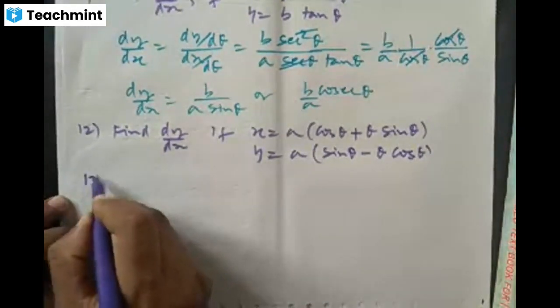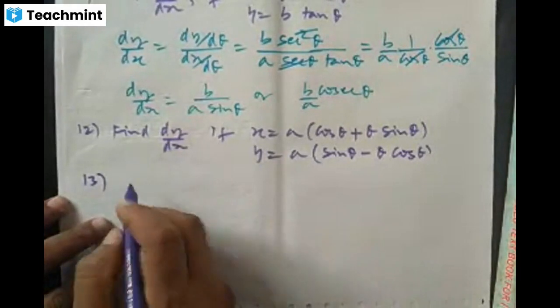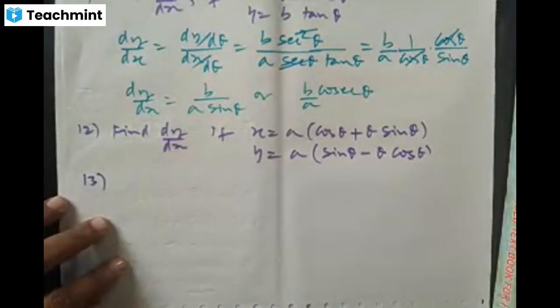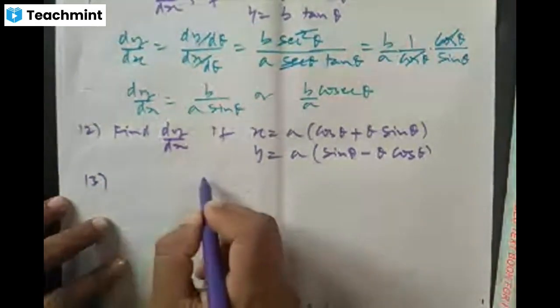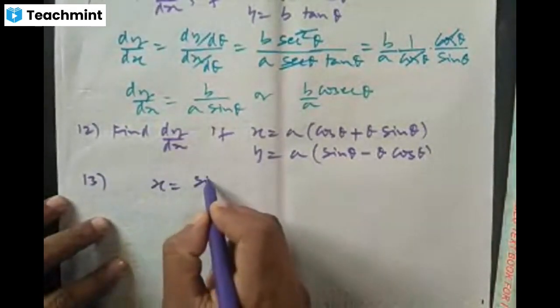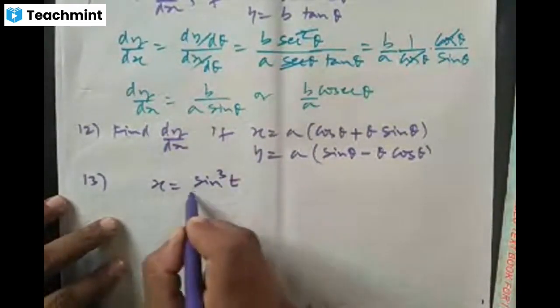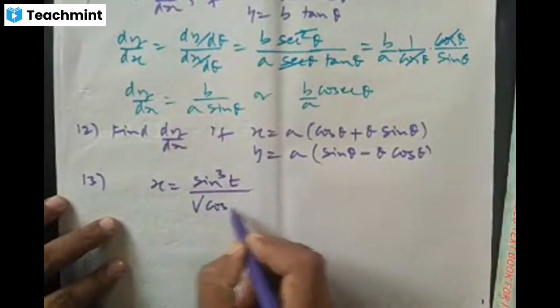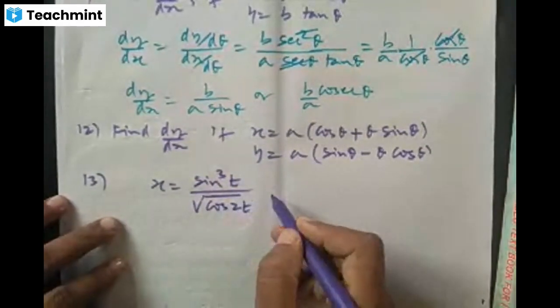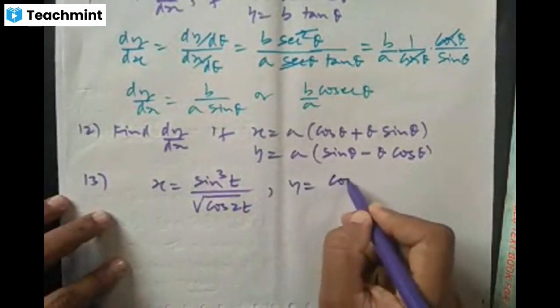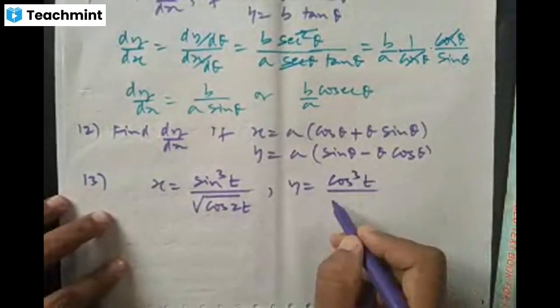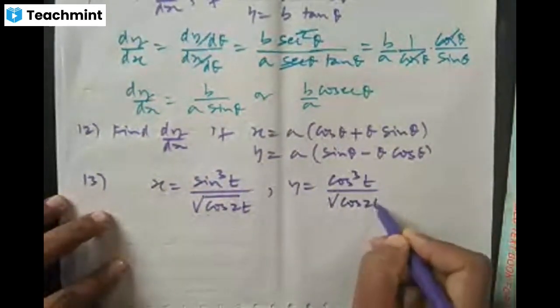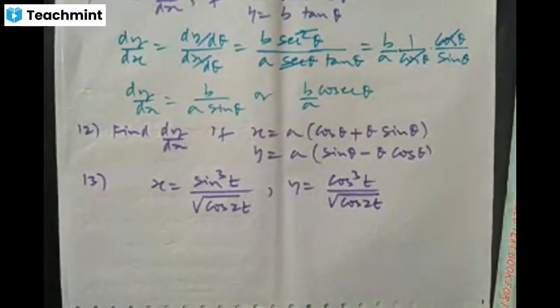Next, 13th one. Find dy by dx if x is equal to sine cube t divided by square root of cos 2t, and y is equal to cos cube t divided by square root of cos 2t. Okay, you have to find dy by dx without eliminating the parameter. Okay, in all these cases.